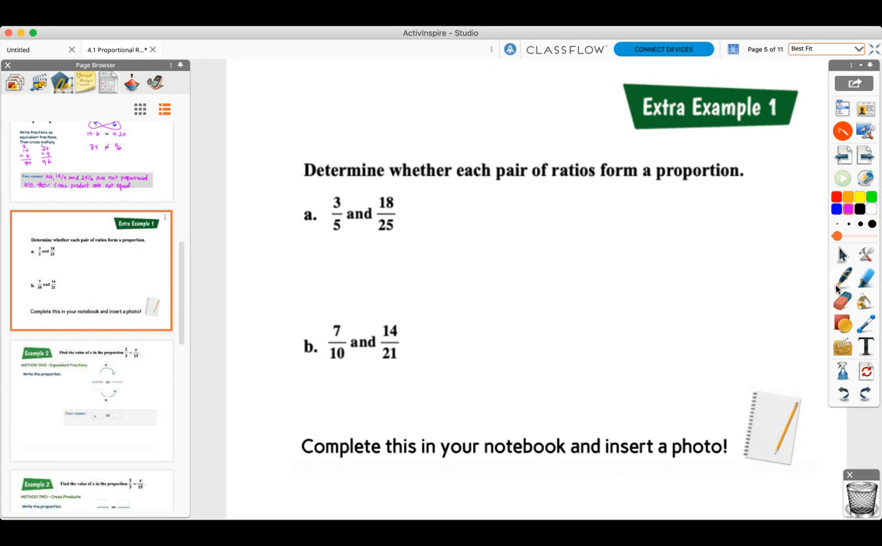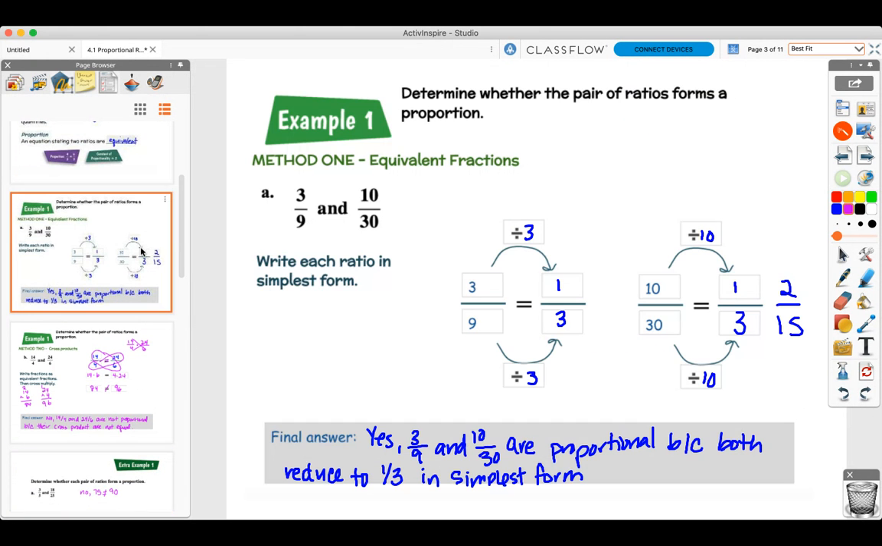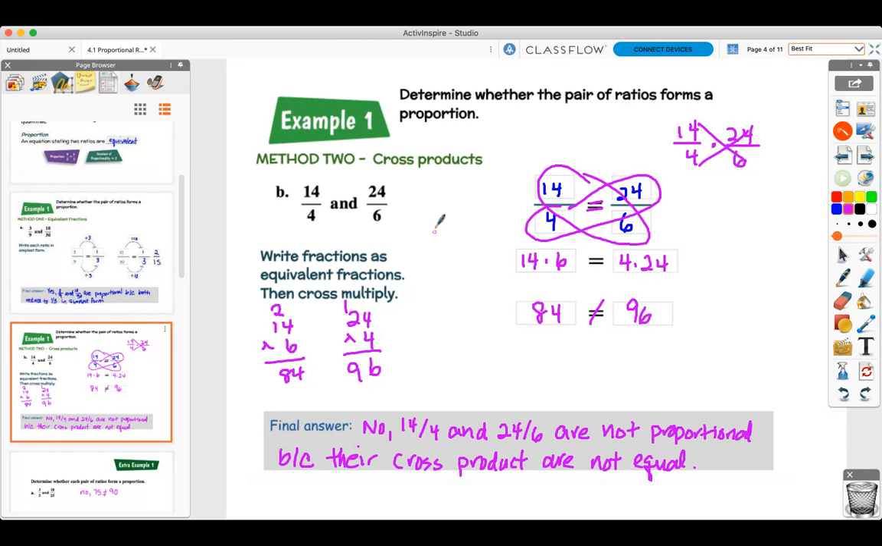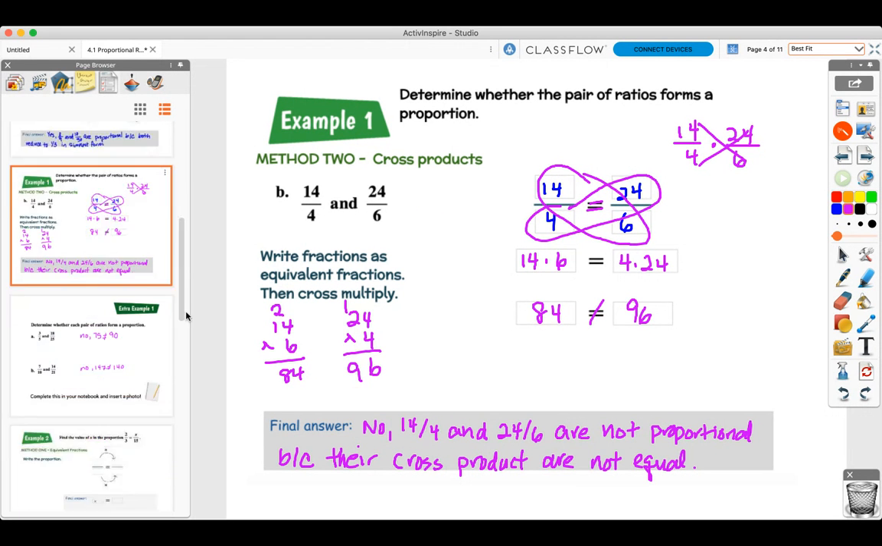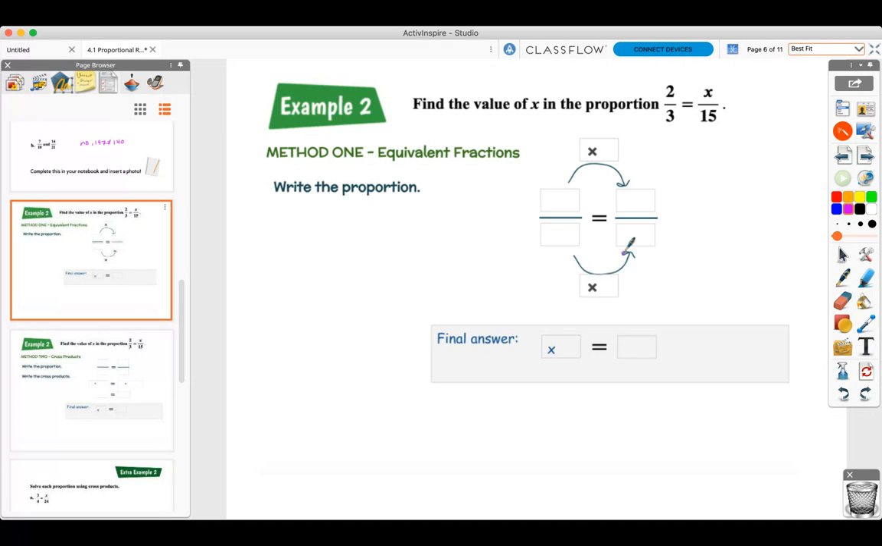I'm not working these all out. If you're not sure how to do this, this is where you come for extra help. The answer to A is no. If you're doing cross products, 75 does not equal 90. For B, it's also no, because 147, if you're using cross products, does not equal 140. I'm telling you right now, equivalent fractions is not something you may be able to do for every type of problem. You really need to actually learn cross products at some point. It is helpful.